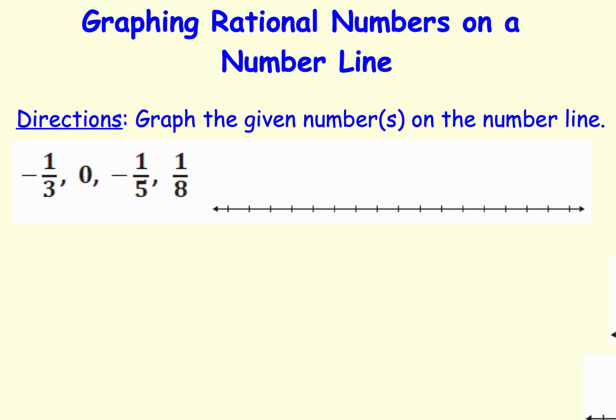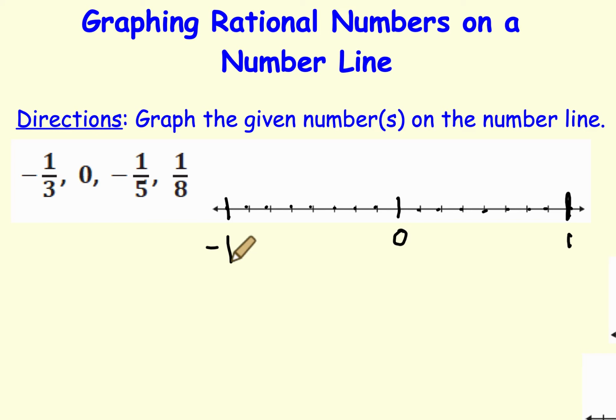So first, I'm going to put 0 in the middle, because I know that 0 is going to divide the negatives and the positives. Then I need to decide how I'm going to number this. I see that I have 1, 2, 3, 4, 5, 6, 7, 8 intervals. So if I create this as my 1, then I would have to go 1, 2, 3, 4, 5, 6, 7, 8 over here, and this would be negative 1.